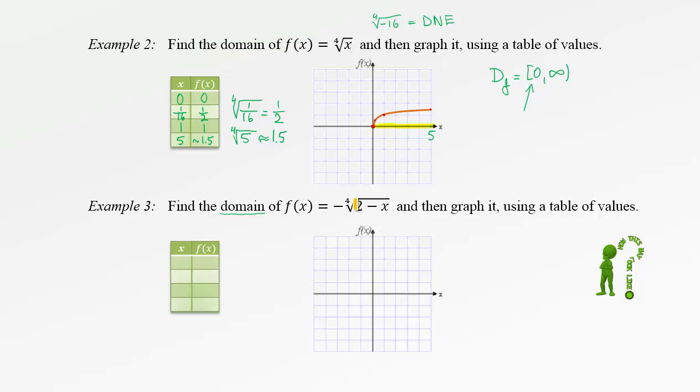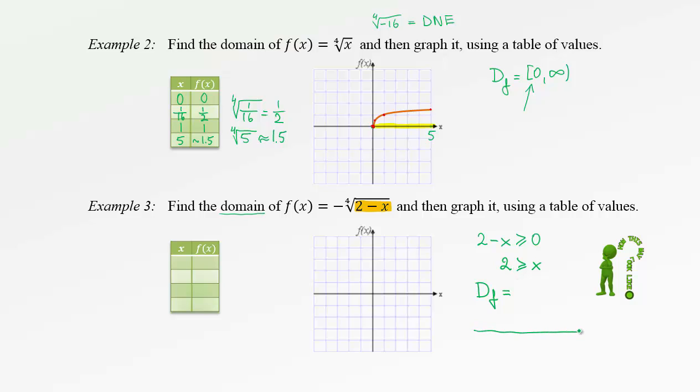The key part here is to keep the radicand non-negative. So we should solve the following inequality: 2 minus x should be greater than or equal to 0, to find what kind of x's will belong to the domain. Okay, let's bring the x to the other side. That would mean that x is smaller or equal to 2. Therefore, we can state the domain of f. Those are all x's that are smaller or equal to 2.